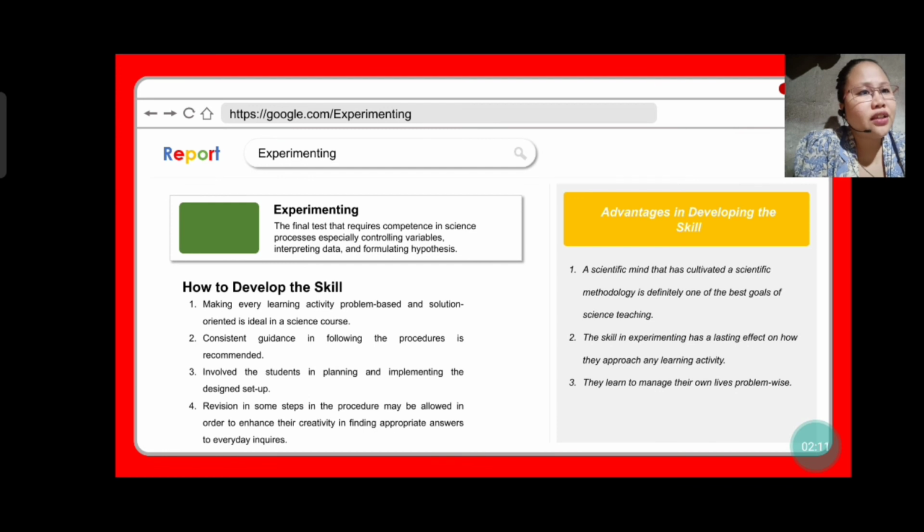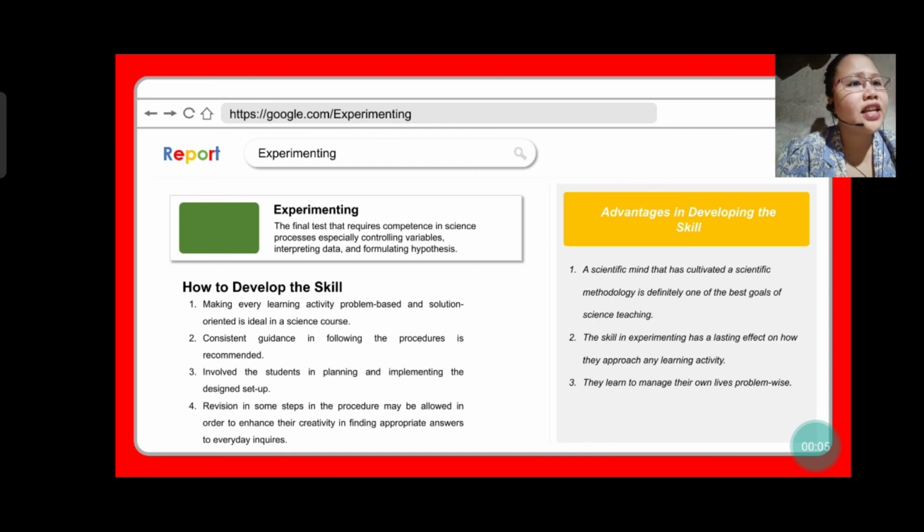So, what are the advantages in developing the skill of experimenting? First, a scientific mind that has cultivated a scientific methodology is definitely one of the best goals in science teaching. Of course, so muna siyang advantage in experimenting. The students have this scientific mind that can cultivate scientific methods. The next advantage is that the skill of experimenting has a lasting effect on how they approach their learning activity. So, gamit na gamit nila ang experimenting skill sa ilahang other learning activities.